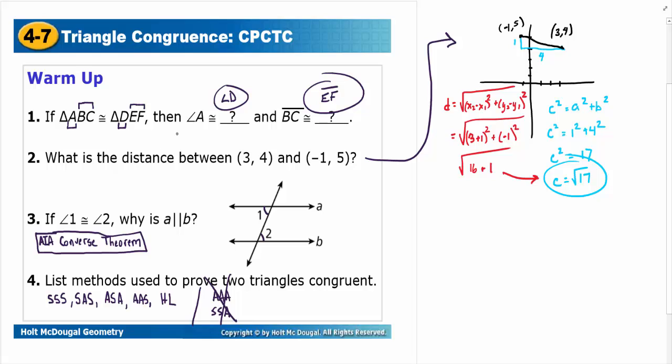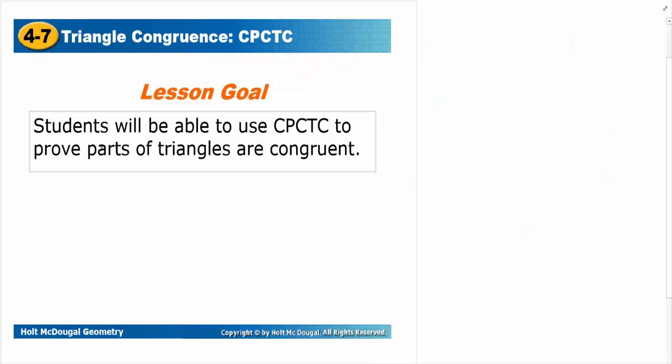As you can see, there's a lot going on in 4.7. We're trying to throw everything together that we've been learning up to this point to learn about what CPCTC stands for. Alright, so our goal today is obviously to use this CPCTC. You've got to figure out what the heck it means. It'll show that in the next slide here. But you're going to be able to use that concept to prove parts of triangles congruent.